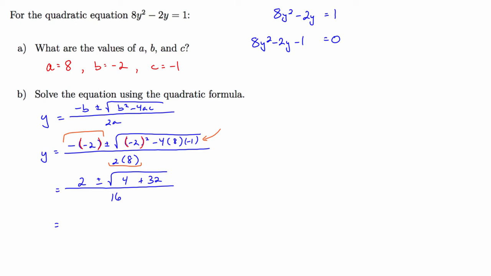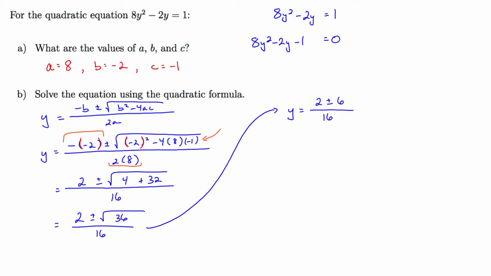The next step will be to combine what is under the radical. So we'll end up with 2 plus or minus the square root of, we had 4 plus 32, but 4 plus 32 is 36. And so we end up with 2 plus or minus the square root of 36 over 16. Bringing that back up top to give us some more room here, we have y equals, well, this radicand is a perfect square under that square root. So 2 plus or minus the square root of 36 can simplify down to 2 plus or minus 6 all over 16.